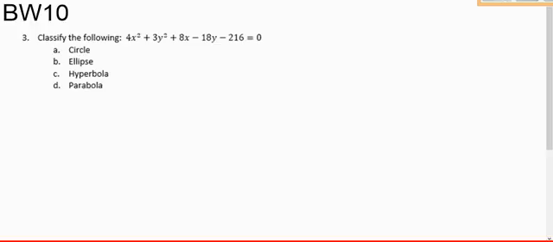And number 3 on the same bell work, number 10. Classify the following. So we're looking at x squared and y squared. Since they're both there, there's an x squared and a y squared. It will either be a circle, an ellipse, or a hyperbola. Parabolas are missing one of the squares. So it's not a parabola because we have both x squared and y squared.